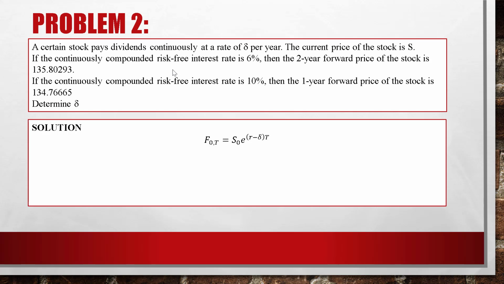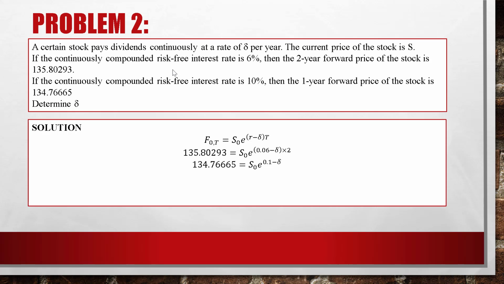Now let's apply to the first situation where we got r is 6%, T is 2, and F is 135.80293. We got 135.80293 is equal to S0 e to the (0.06 minus delta) times 2. And similar for the second situation, we got 134.76665 is equal to S0 e to the (0.1 minus delta).